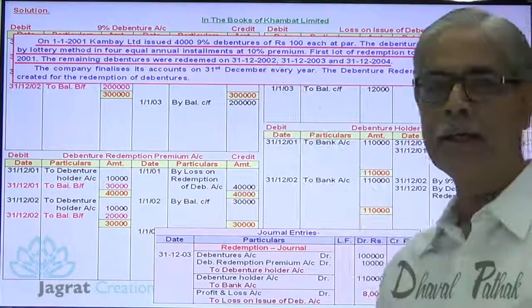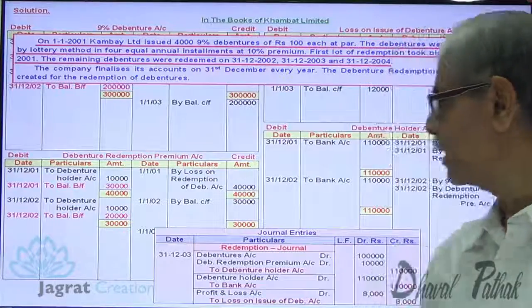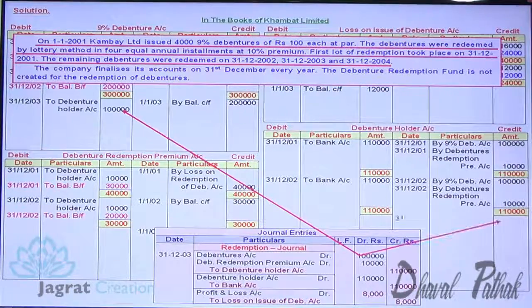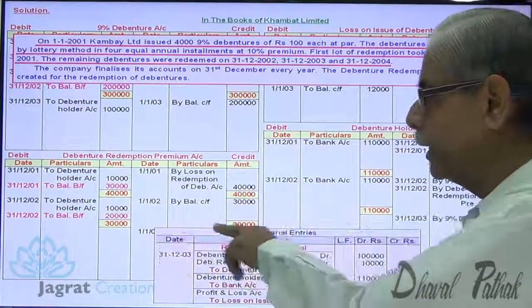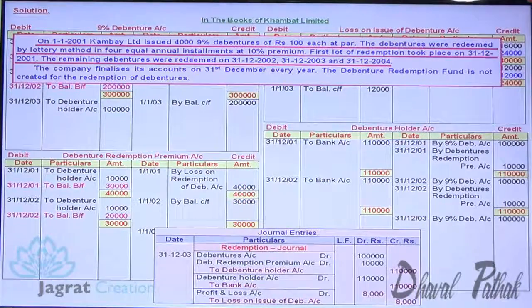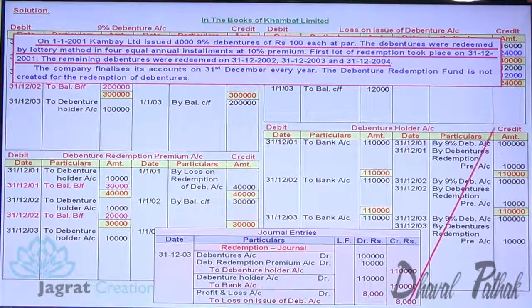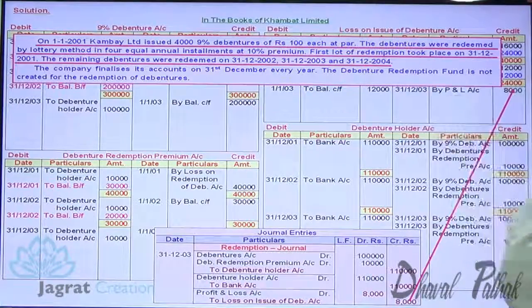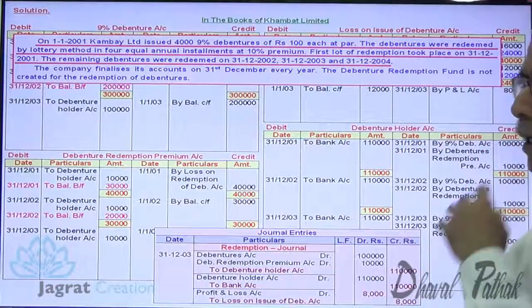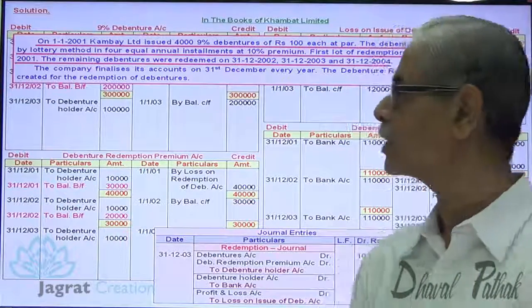Debenture account gets debited being liability of 1 lakh redeemed. Debenture account debit to debenture holders account credit 1 lakh. Redemption premium liability 10,000 paid. So debenture redemption premium liability account debit to debenture holders account credit. Debenture holders account debit to bank account. And the loss on issue of debentures written off, 8,000, that is also credited to loss account. Now after ledger posting of this journal entry, let me strike the balance.